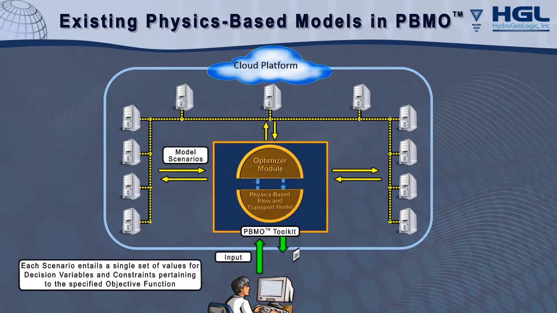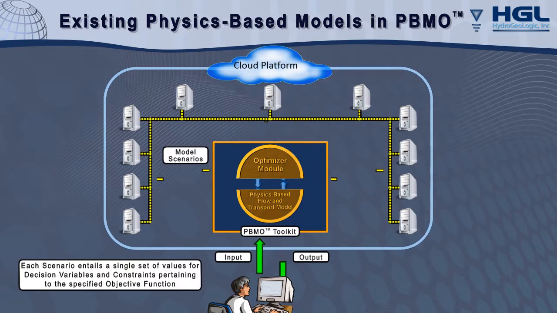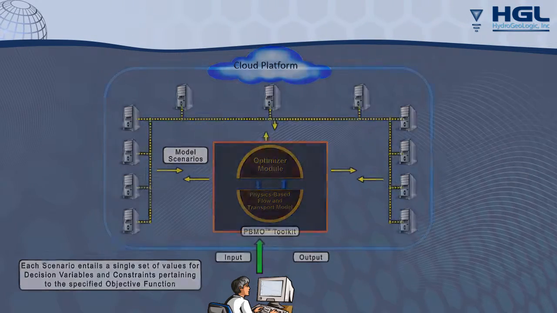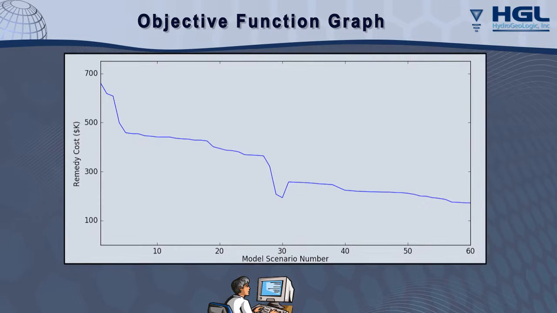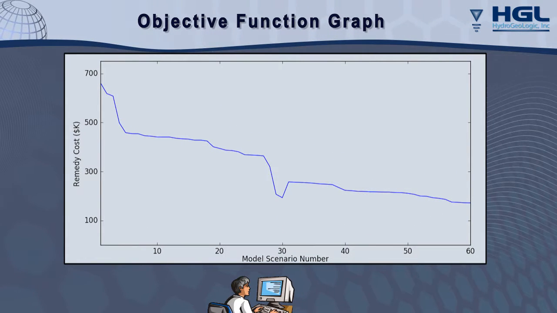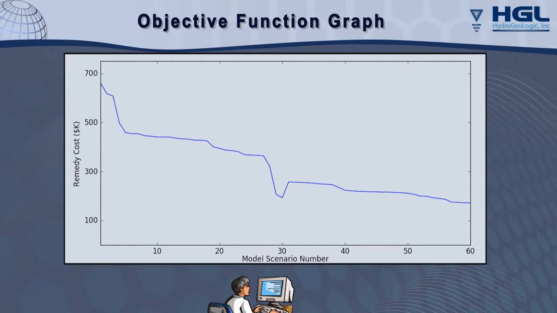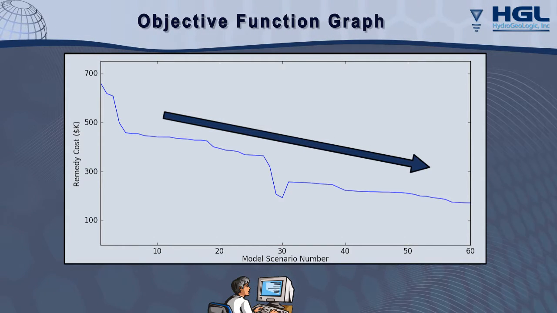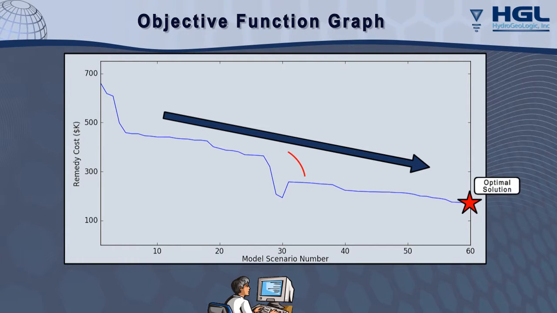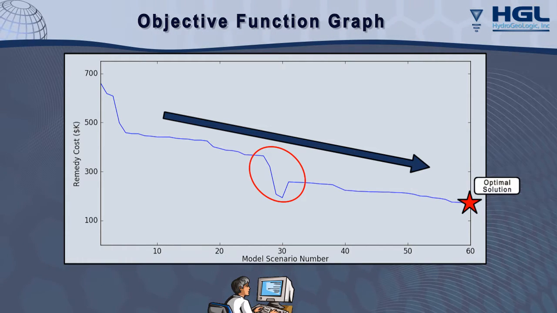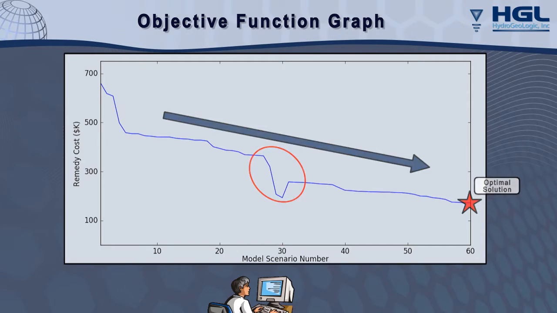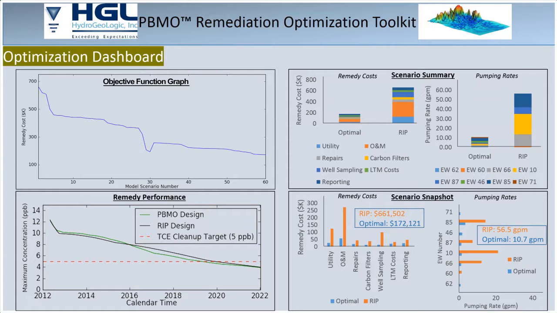Results for feasible solutions are returned in batches of scenarios to the user and can be viewed via the objective function graph, which plots objective function versus model scenario number. As subsequent batches of model scenarios are plotted, the objective function exhibits a downward trend and eventually converges on the optimal solution. Notice there could also be humps at the beginning of each batch, as PBMO assesses new decision space for each batch. For each scenario, the OUI plots the objective function graph, as well as other results, showing scenario-specific remedy performance, remedy costs, and value of decision variables within a concise project dashboard.